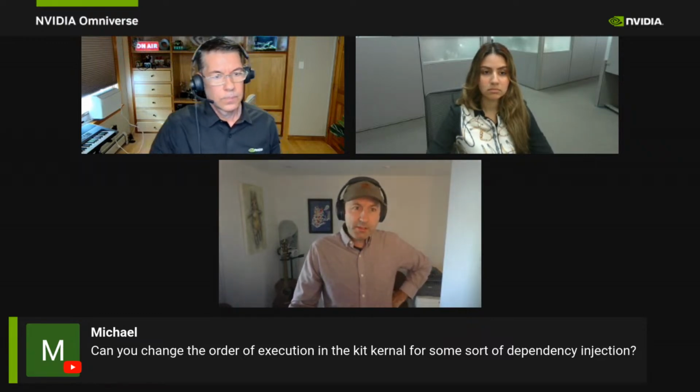Okay, and it looks like there's another question here. I don't know if you could take this one, Andrew. Can you change the order of execution in the Kit kernel for some sort of dependency injection? I'm not sure. You can completely customize the core loop and control how the run loop goes. We come with a basic one, but I'm not sure if that is really answering your question. Dependency injection for what, to do what?